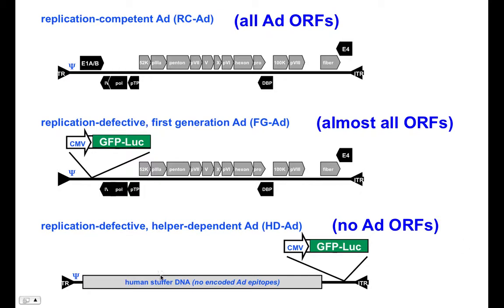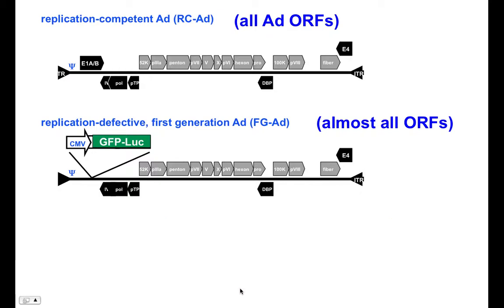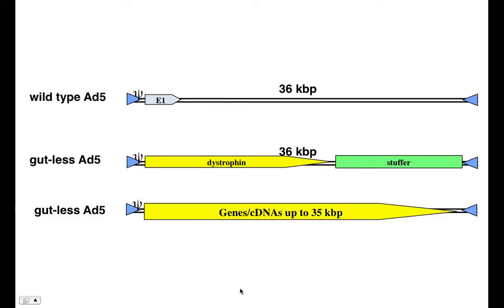So you'll get human stuffer DNA, which might just be human DNA that doesn't do anything for protein, so that you don't accidentally come up with new epitopes to find those genes. Wild type Ad5 is E1, packaging signal, ITRs. Then this gutless vector has no E1. It's also full of human DNA, so it's the dystrophin gene plus human stuffer. And these are both 36 kb, and then genes per cDNA are up to 35 kb.